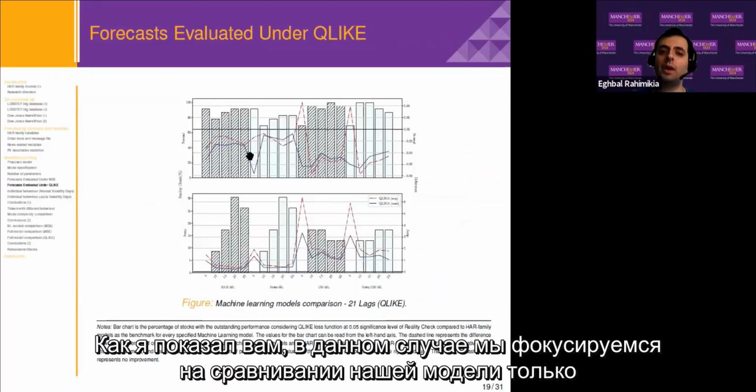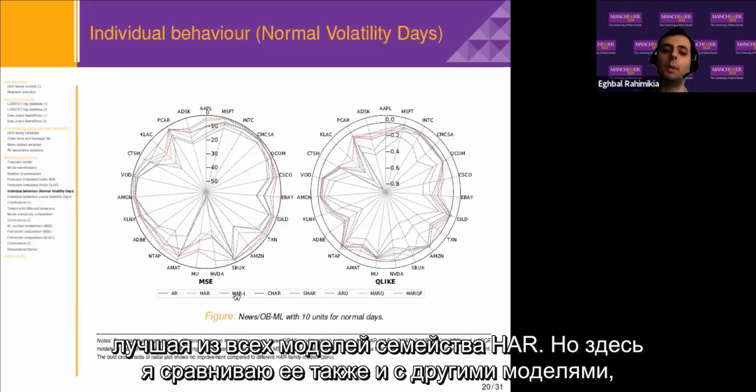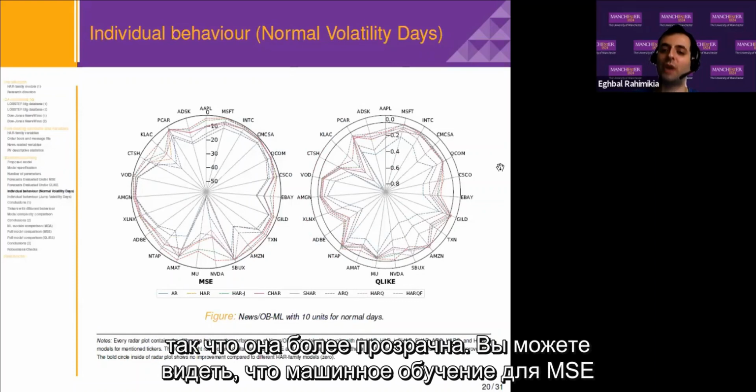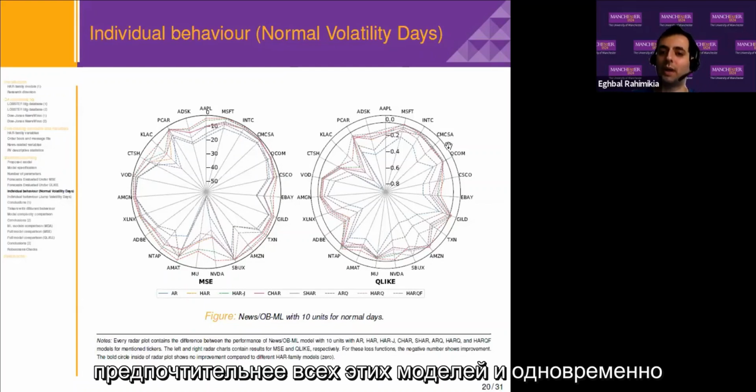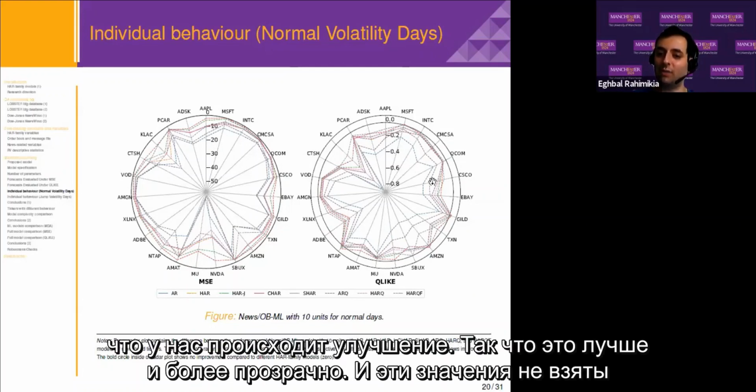As I showed you here, we are focusing on comparing our model with just the Ser-Huang model, because in my previous paper I showed that Ser-Huang is the best model among the Haar family models. But here, I'm comparing it with other models too, so it's more transparent. You can see machine learning for mean square error is beating all those models, and the same is happening for Q-like. All of them are inside of this circle, and it means we have improvement.